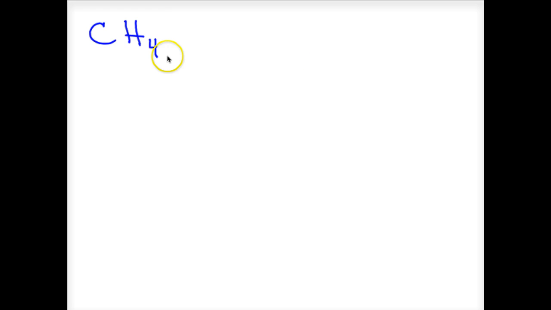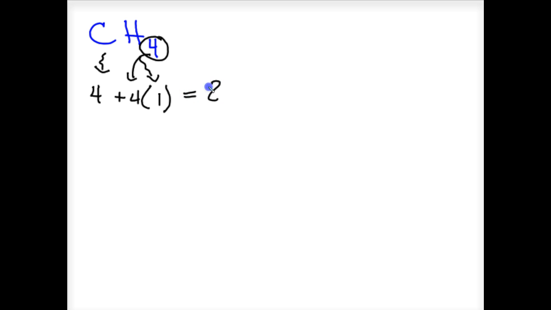If we need to know the total valence electrons, that means I need to remember that carbon has 4 valence electrons, hydrogen has 1 valence electron, but I have to account for the number I have. So 4 times 1, I add this up, and I have 8 total valence electrons for my molecule.